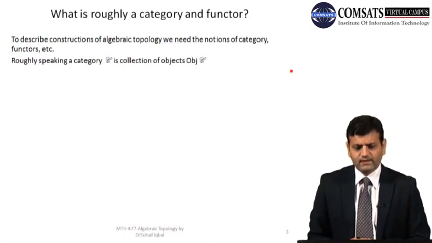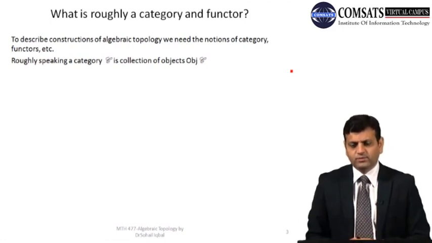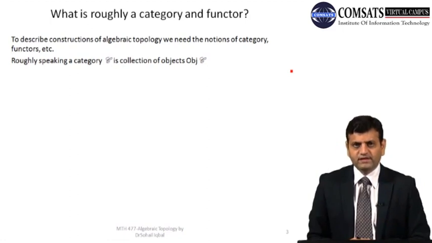So roughly speaking, a category is a collection of objects. We discussed in lecture number 1 that a collection could be a set or could be a class as well. For example, if we talk about the collection of all sets, then it does not satisfy the axioms of sets, so it is a class. Similarly, the collection of all topological spaces, the collection of all groups, the collection of all abelian groups, they form a class and not a set. So this collection of objects, in most cases it's a class and not a set. This collection could be any collection of objects.